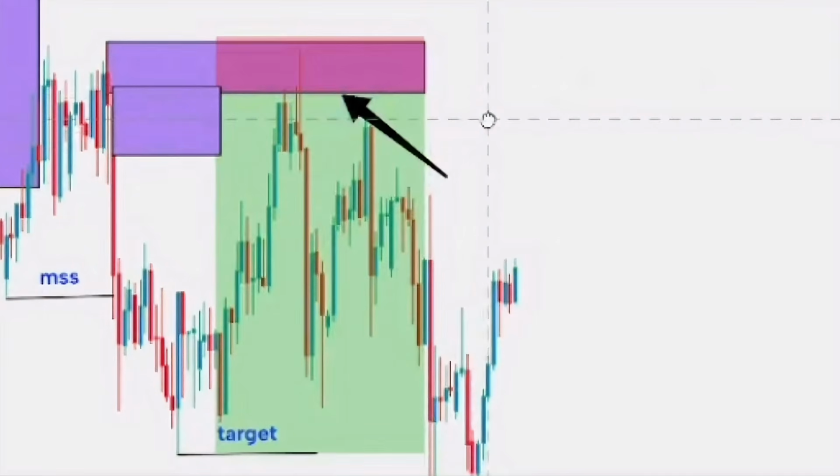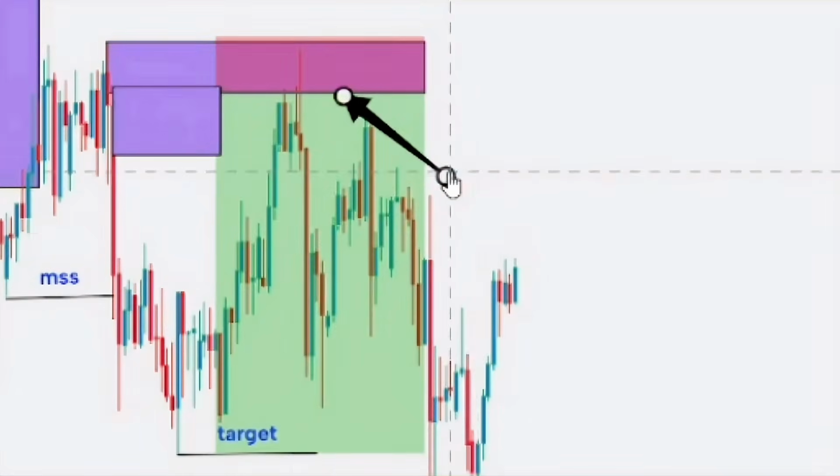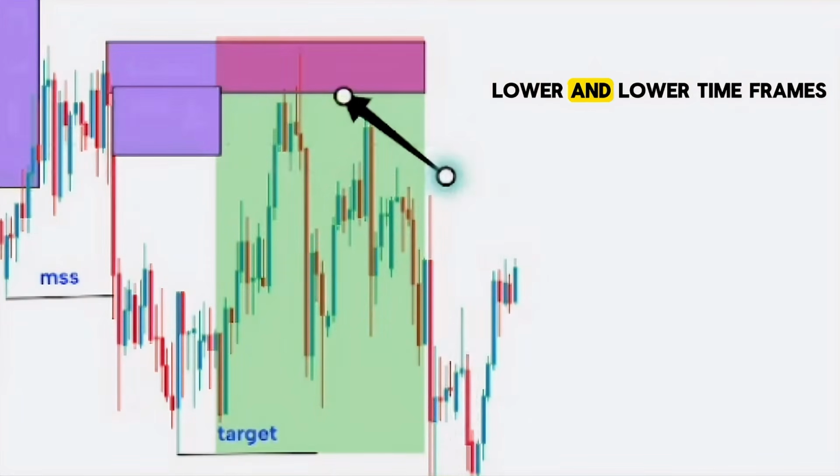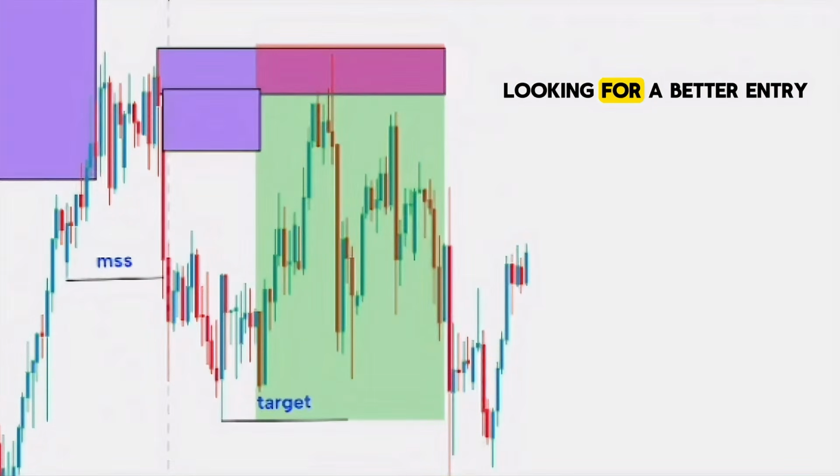Before we end this lesson, there is one mistake you need to avoid. Do not move to lower and lower time frames looking for a better entry. Many traders make that mistake. A smaller zone does not always mean a better trade. Sometimes the market reacts before reaching those tiny zones and you end up watching the trade move without you. Refine your entry, but do not over-refine it.